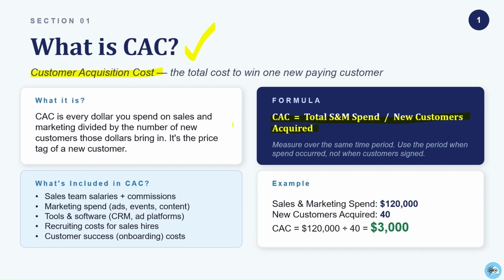Again, one thing to note here is we only count a new customer as acquired when they go live, not when the contract happens. So, what is included in CAC? We include salaries and commissions of the sales team, marketing spend, tools and software, recruiting costs for sales hires, customer success and onboarding cost. For example, our S&M spend is $120,000 and new acquired customers are 40. So dividing both the numbers, we get 3,000. So on each and every customer, we are spending 3,000 to acquire them.